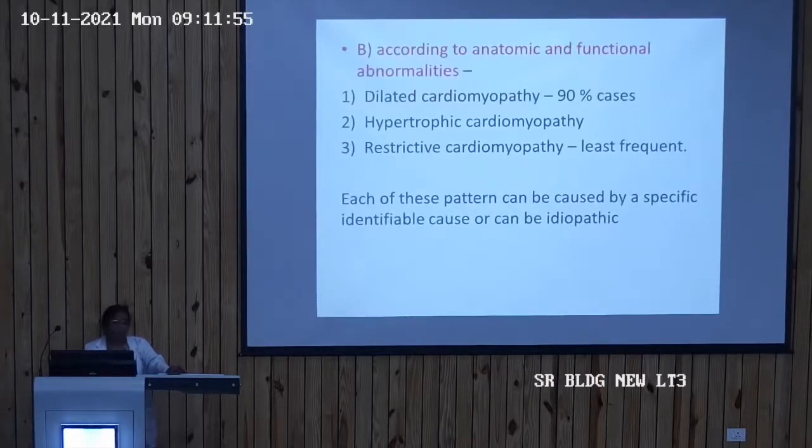Then the second classification is according to the anatomic and functional abnormalities, and usually we classify cardiomyopathy according to the functional abnormalities. So according to this, it is divided into three varieties: dilated cardiomyopathy, which is the commonest variant, accounting for 90% of cases. Second is hypertrophic cardiomyopathy, and third is the restrictive one, which is the least common. Now the cause can be specifically identified, or it can be idiopathic.